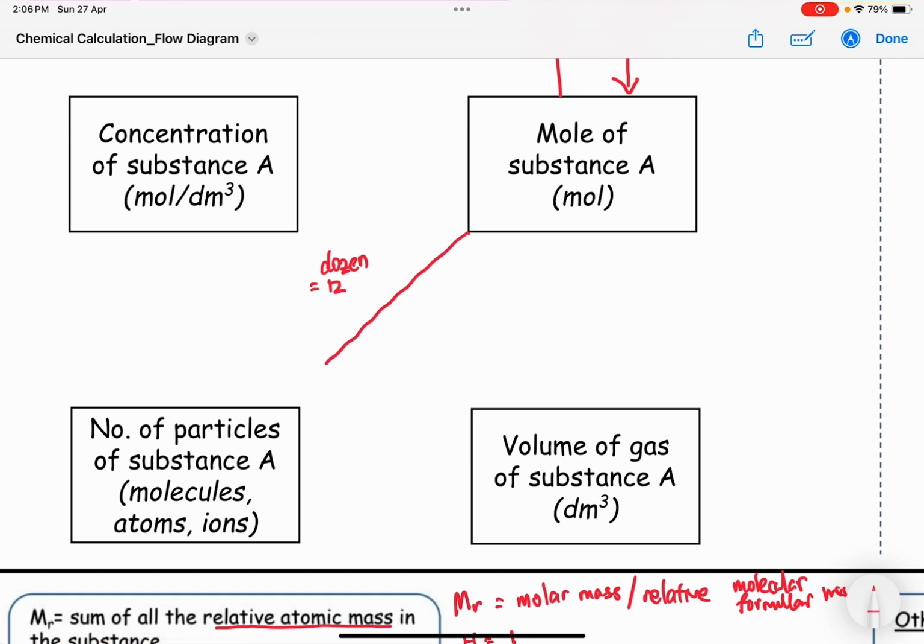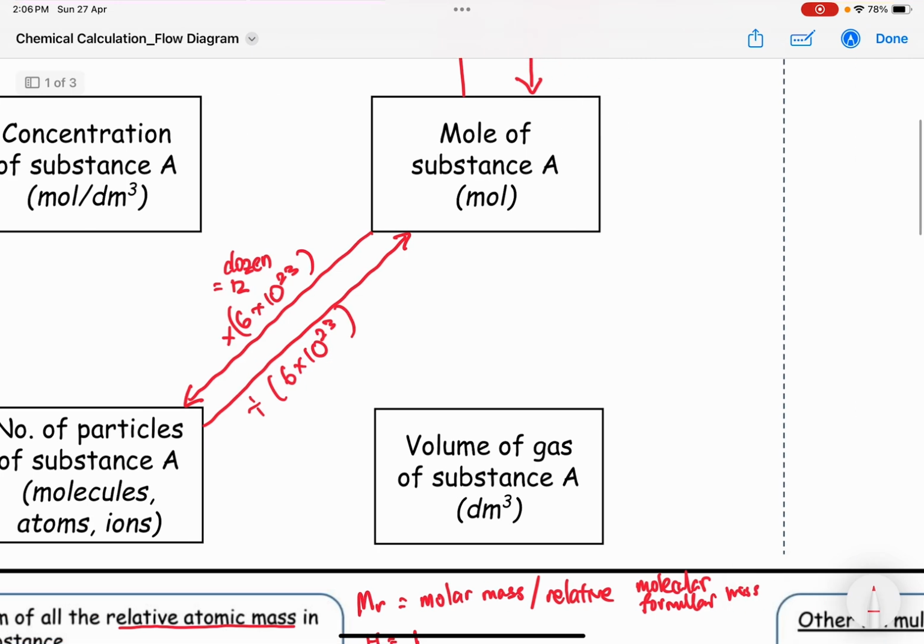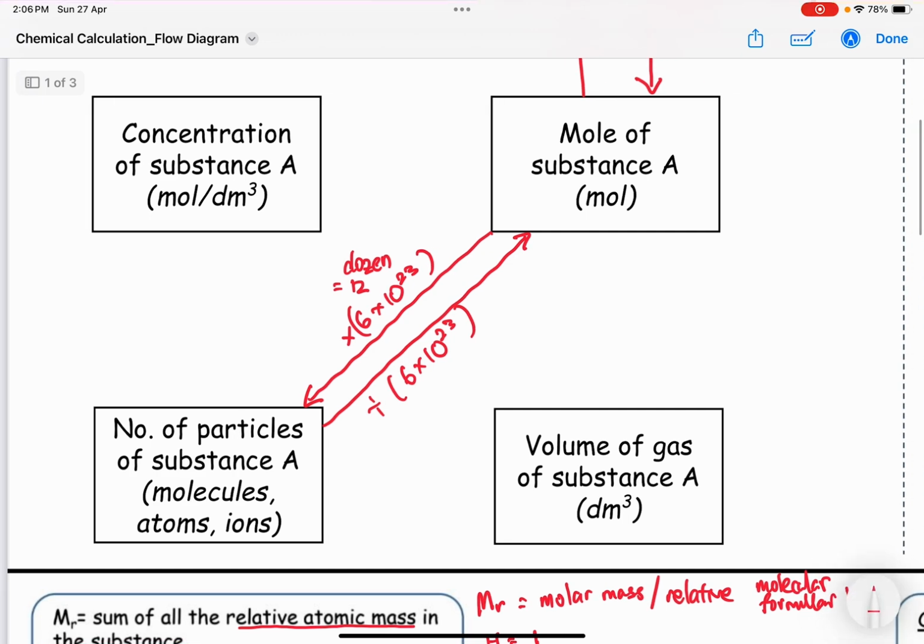So if I want to convert mole into number of particles, I'll need to multiply by 6 times 10 to the power 23. Let's put a bracket here, because 6 times 10 to the power 23 is like the quantity. So if I got 2 moles, it'll be 6 times 10 to the power 23 times 2, right? So it'll be 12 times 10 to the power 23. Okay? Now, the reverse is also true. If I know the number of particles, can be number of molecules, atoms, or ions, if I want to convert to mole, this will be divide by 6 times 10 to the power 23. Okay?